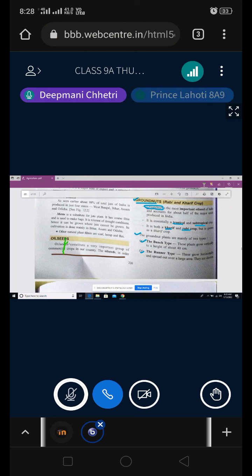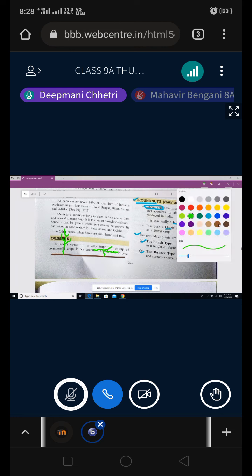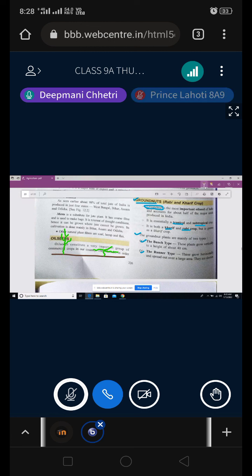See, if it is a bunch type, then it grows like this, vertically, upward. And if it is a runner type, it will grow a little bit up, and then it will spread in the adjoining area like this. Like I told you, like creepers. You have seen a money plant, I think everyone has. So somewhat like that. Okay? So it tends to spread around, and it requires some support. So this is the difference between the two.